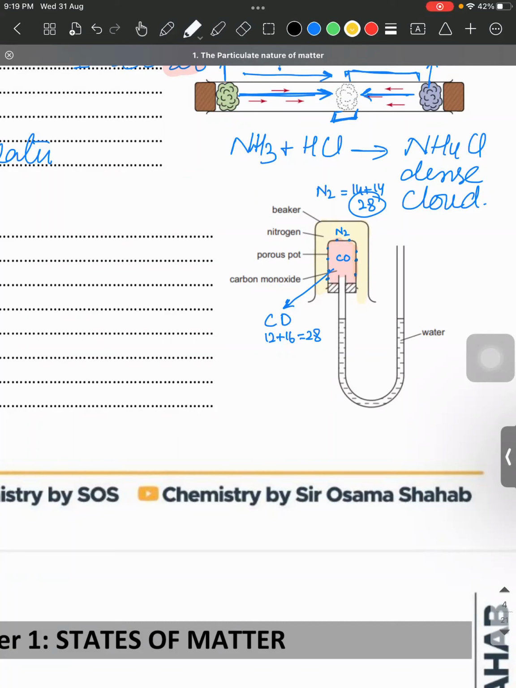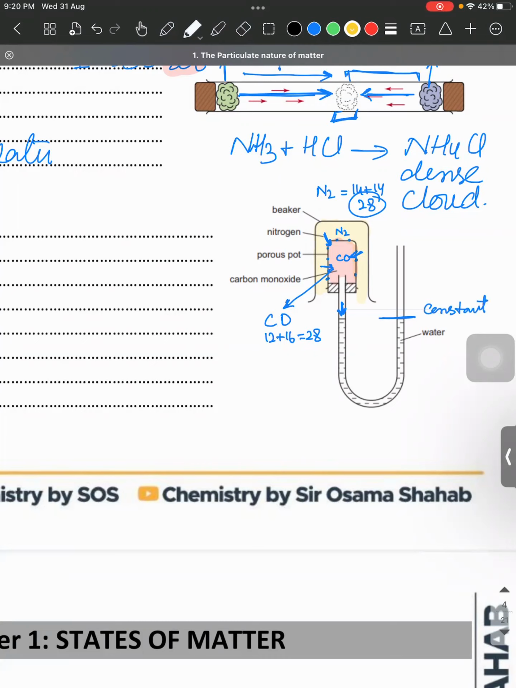So for example, if any molecule of nitrogen is diffusing inside, so there is no net pressure on the level of water, right? The pressure will remain same because the mass of carbon monoxide and the mass of nitrogen is same. So there is no overall effect on the pressure of this liquid. So this level of water remains constant, right? So you need to understand this.